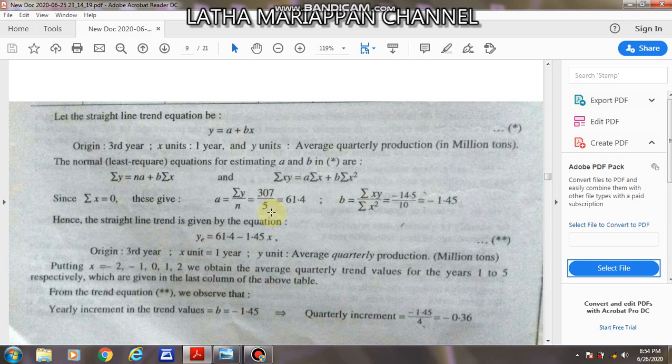Now this a value and b value, substitute in the trend line equation. So ye is now the trend, 61.4 minus 1.45x, because we got the b value in negative terms, so here you have to put a negative sign. Now we got this one, no, this is our straight line trend. So take this equation and put it in that table. I will show you the table.